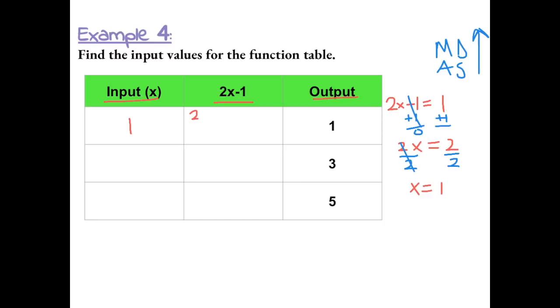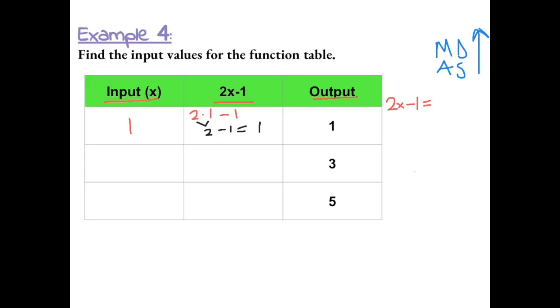So we have 2 times 1 minus 1. Now we're going to solve this following order of operations. 2 times 1 gives us 2. 2 minus 1 equals 1, which is our output. So this first input is correct.